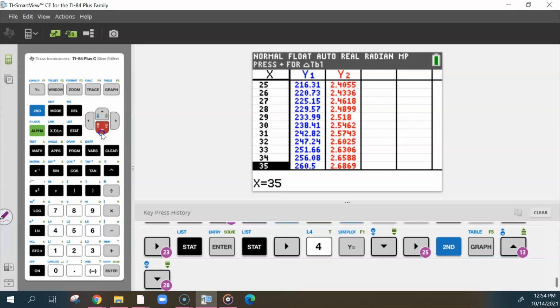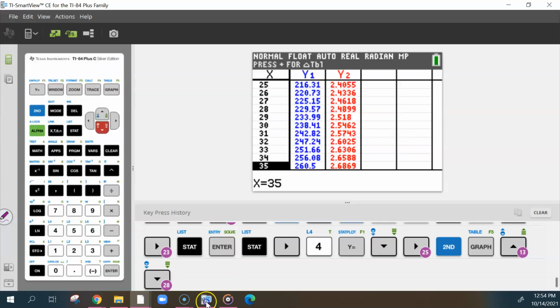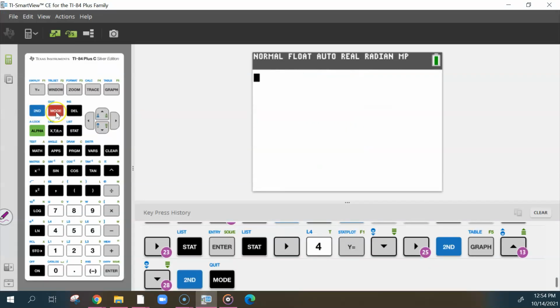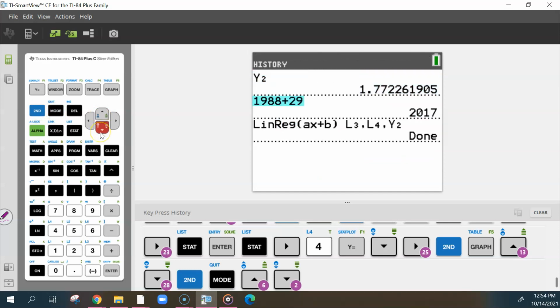So since I know x is 29, and I know from the problem that we changed all of our x's to be how many years it has been since, I'm going to take 29 and add it to 1988 to figure out what year that would be. So if I take that x value and add it to my original year, I get the year 2017. And that would be my final answer.